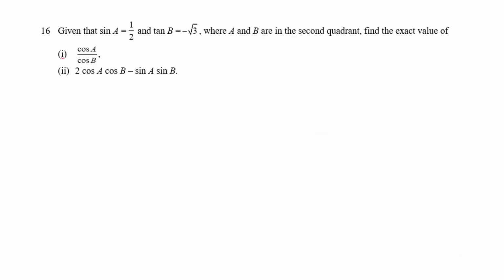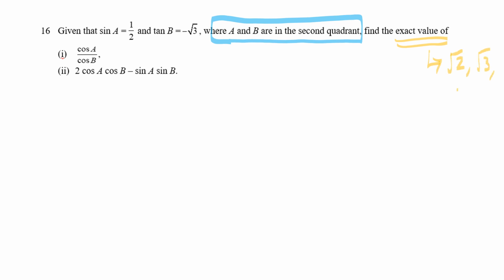Okay, so now we are ready to draw the diagrams. We have two specific angles here, angle A and angle B, and both angles are in the second quadrant. Another important thing to take note of is that you're supposed to find the exact value. So what is exact value? Exact value means your answer should not have a lot of decimal places. Exact values are in surd form, for example, square root 2, square root 3, pi, etc. You're not supposed to have a lot of decimal places, as that's not exact.